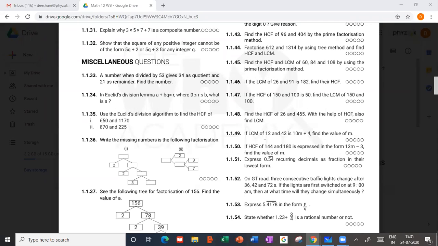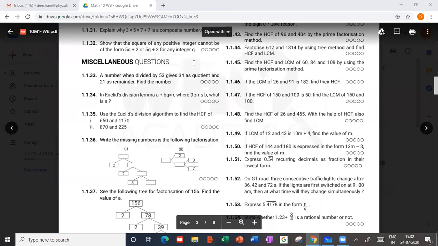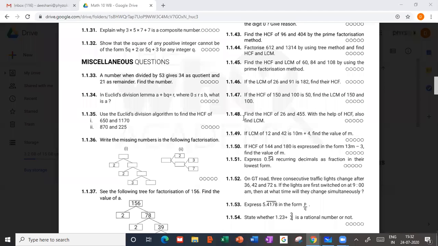These are small numbers, isn't it? Which were the numbers? 26 and 91, so you can do it quickly. They might give you higher numbers, something in the 10,000s. Right, so if that is the case, will you sit and prime factorize those numbers? No, right. So this property is actually used in that case. When they give you complex huge numbers and you want their HCF quickly, you use that the product of two numbers is HCF into LCM.